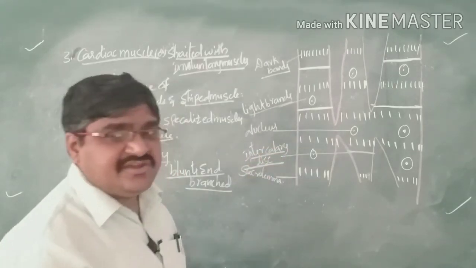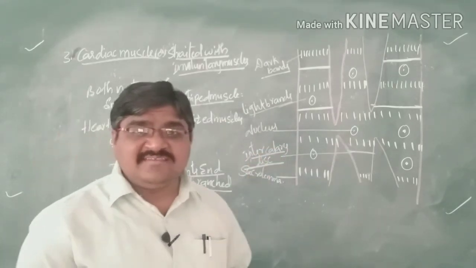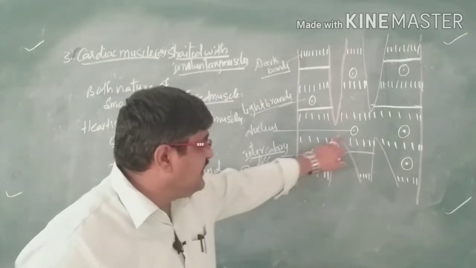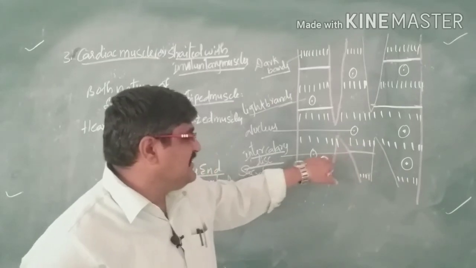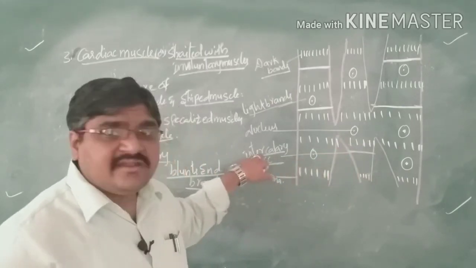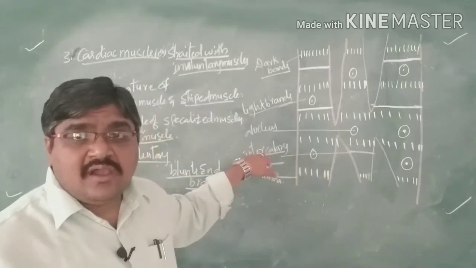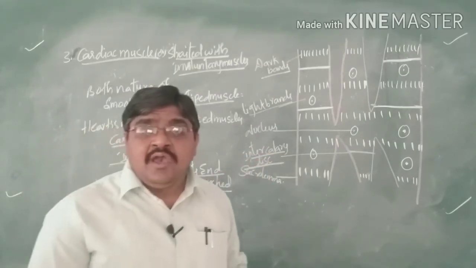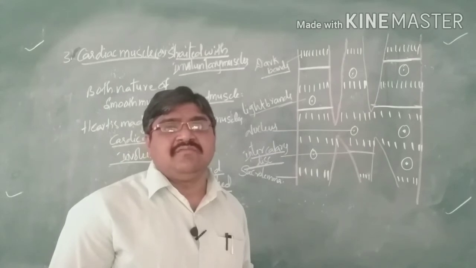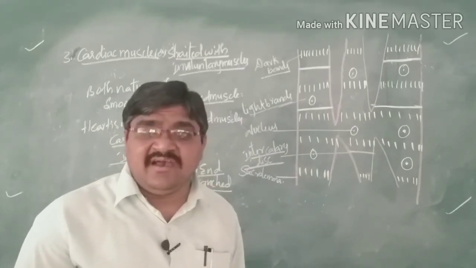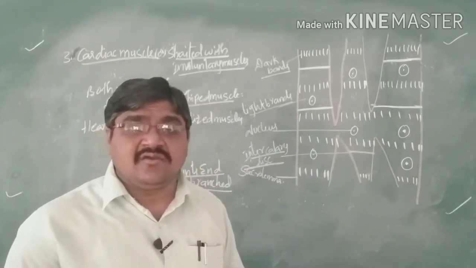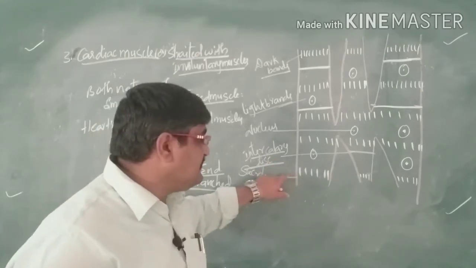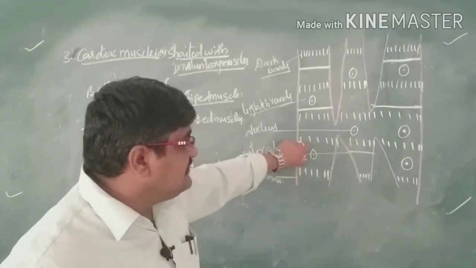So what are these intercalated discs? They are where two adjacent cells meet at their edges. That region is made up of specialized discs called intercalated discs, present where adjacent sides meet.